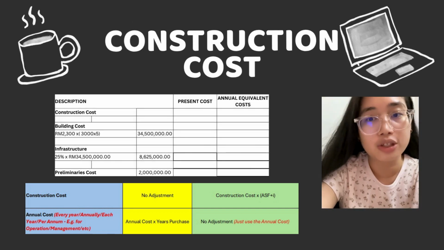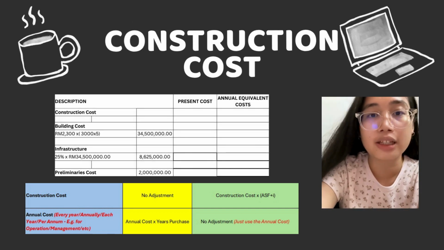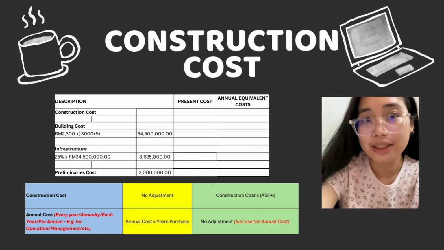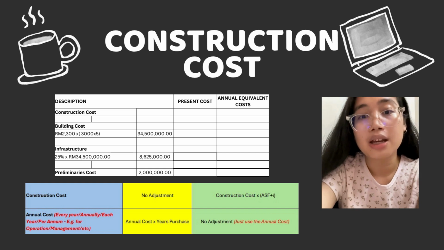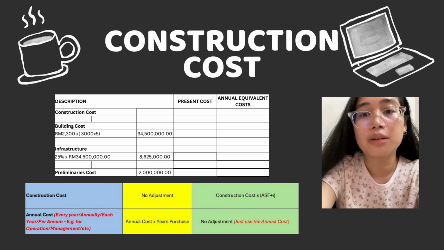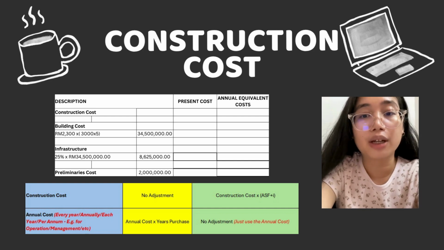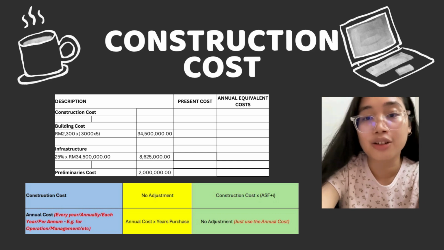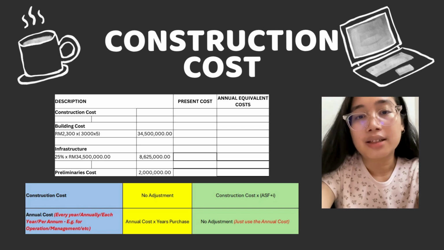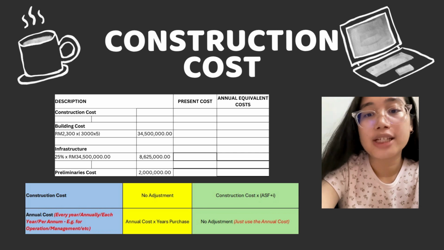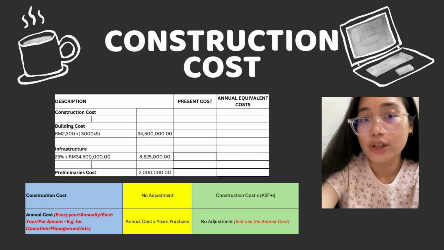Next, we're moving on to construction cost for the present cost and annual equivalent cost. The first item is building cost. The building cost is 2,300 ringgit, which we multiply by the 15,000 allowable GFA, and we get an amount of 34,500. The infrastructure is 25% of the building cost, which gives 8.625 million ringgit. The next item is preliminary cost, which is 2 million based on the information from the question.